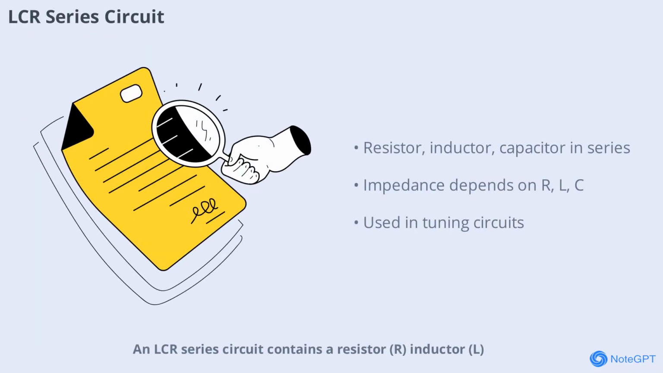An LCR series circuit contains a resistor, inductor L, and capacitor C, all connected in series to an AC source. The behavior of the circuit depends on the values of R, L, and C, as well as the frequency of the AC supply. The total impedance is calculated using all three components, and the phase relationship between current and voltage can vary widely. LCR circuits are fundamental in tuning and filtering applications.